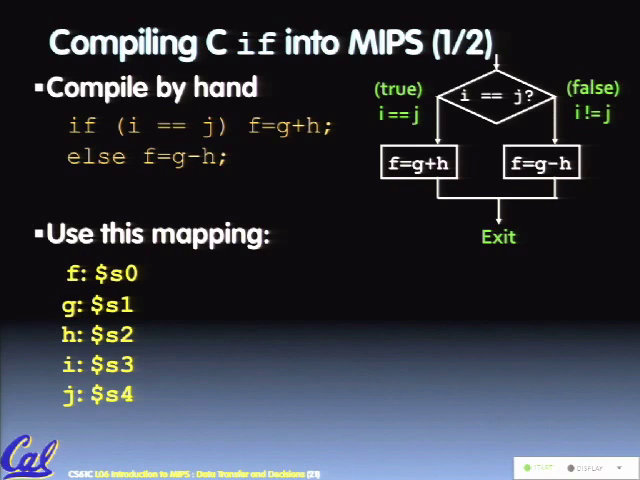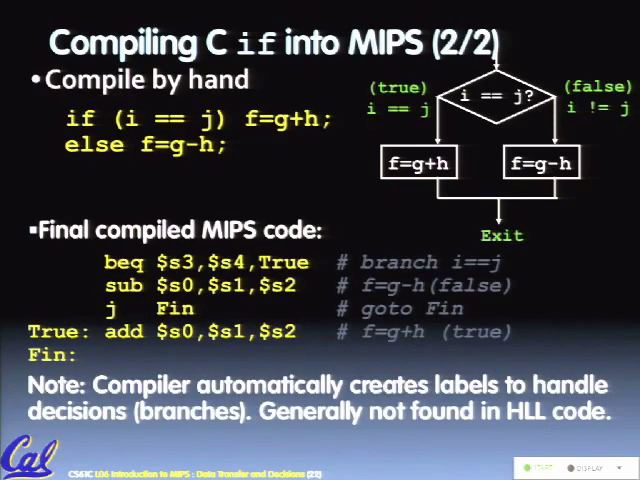Then I've got to jump around the true statement. That's the only thing that people usually get wrong. You've got to jump around the true statement, go to fin, and fin is the end of that. And between the BEQ and the true, those 4 lines encompass the one line of C.